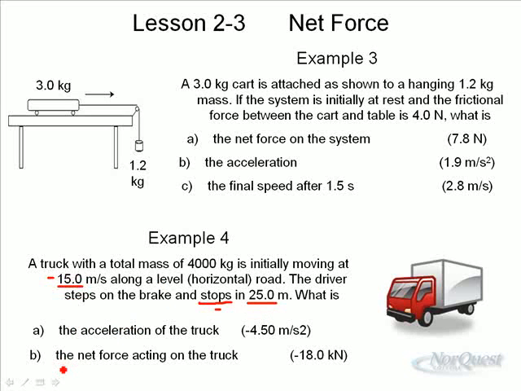Now that we have the acceleration, the net force is just equal to what? Mass times acceleration. Since you know the acceleration, your calculation would be negative 4.5 meters per second squared, and you multiply that by the mass of the object, and you should get negative 18,000 newtons, or in other words, 18 kilonewtons. And of course, a kilonewton is just 1,000 newtons. And the reason it's negative is because in both cases, what's it doing to the object? It's causing the object to slow down.